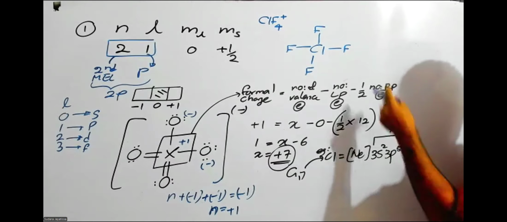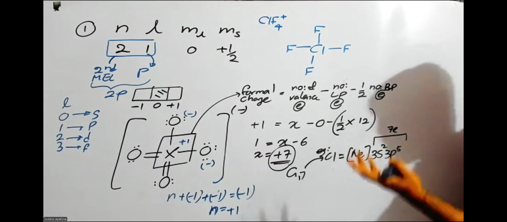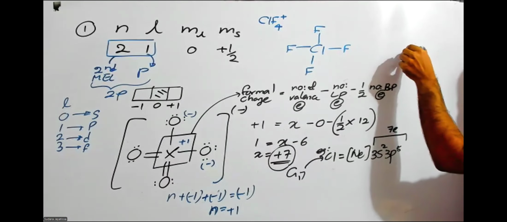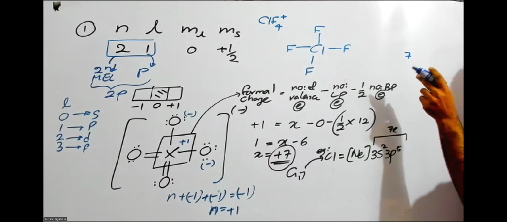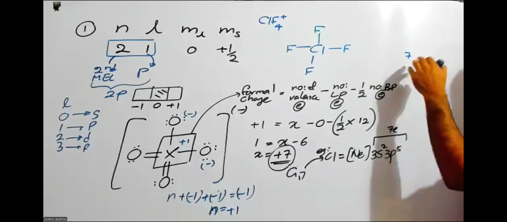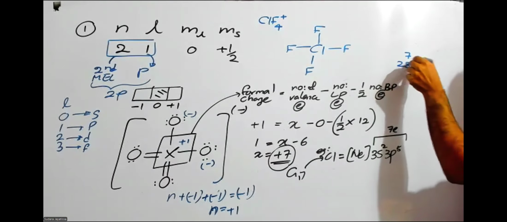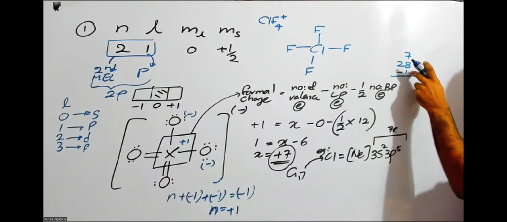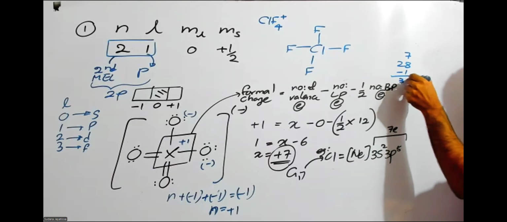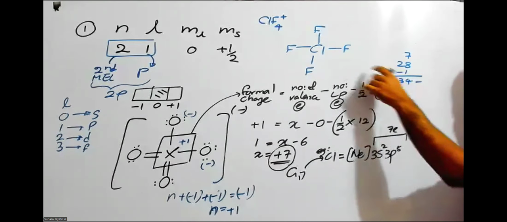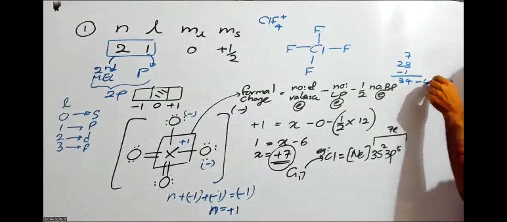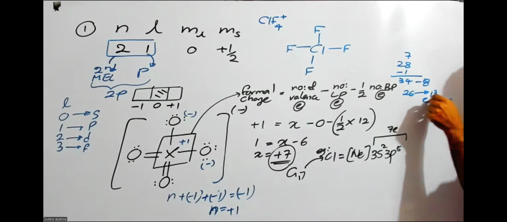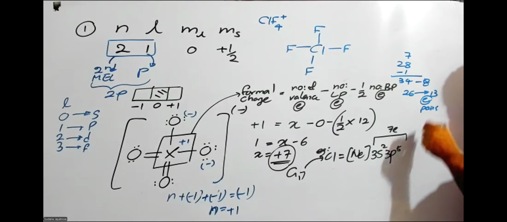Now let's follow the usual Lewis method for this one, just as a reminder. Chlorine carries 7 valence electrons, and there are 4 fluorine atoms. So it will be 7 into 4, 28. And there's a positive charge, so you have to subtract 1 electron. Total number of electrons will be 28 plus 6, 34. From that 34, you have to subtract 8 electrons for the bonds. So that means 26 electrons are there. So 13 electron pairs.